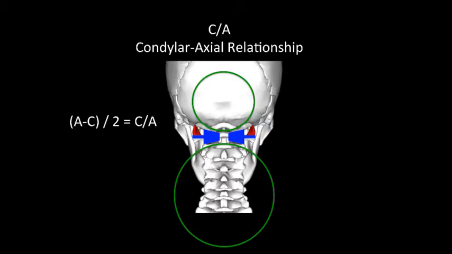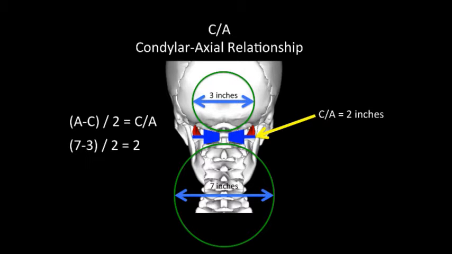Okay, so here is a more realistic example. Every once in a while you'll see those circles the same, but the majority of the time the condylar circle is going to be smaller than the axial circle. In this example, the condylar circle is 3 inches still, but the axial circle is 7 inches, which is more typical. So with the calculation that we had before, we subtract the axial circle minus the condylar circle. So in this case, the 7 minus 3, and then we take the remainder of 4, divide that by 2, and we end up with a 2-inch value for the C over A.